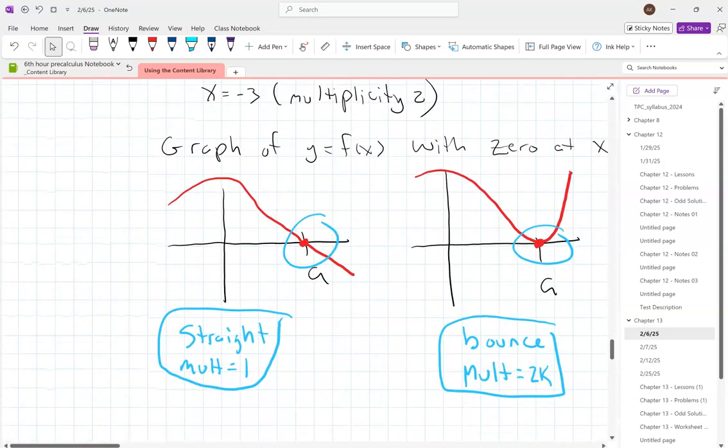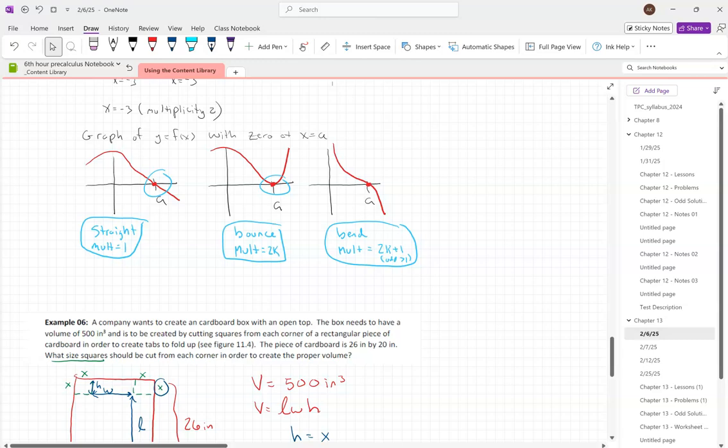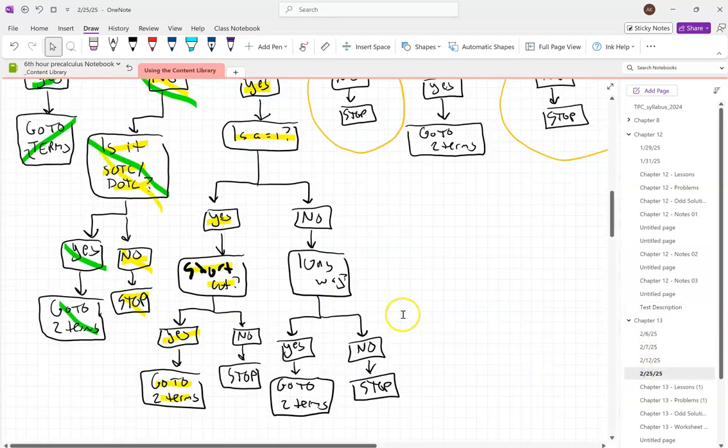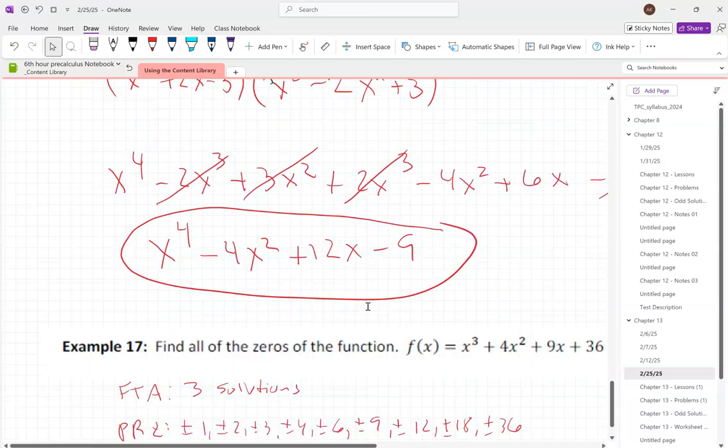Yeah. So remember we had this bend, bounce, and straight theorem. So I'm also going to look at the graph and decide how the graph is passing through that x-intercept. Mine looks like it passes straight through, right? It doesn't bounce and hit. It doesn't bend as it goes through. It just goes straight through. So that's telling me that I'm only going to be using that 0 the one time.